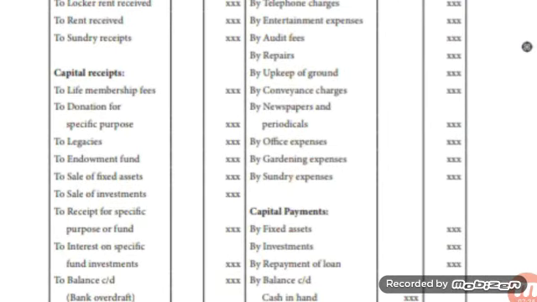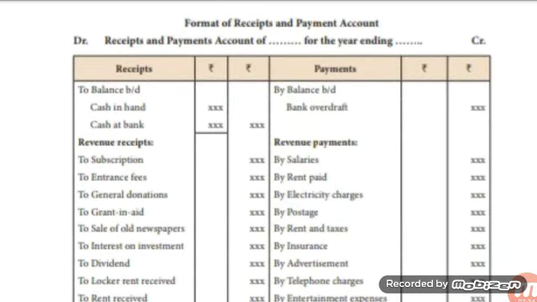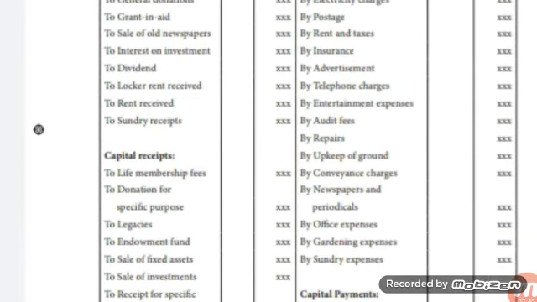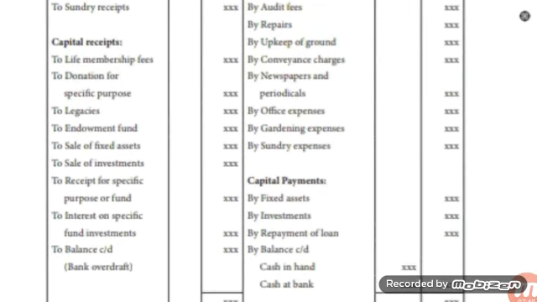First record the opening balance, cash balance and bank balance on the debit side. If there is any overdraft, that is recorded on the credit side. Then record all receipts, both revenue receipts and capital receipts, on the debit side. Then record all cash payments, both revenue payments and capital payments, on the credit side. After that, balance the receipts and payments account.